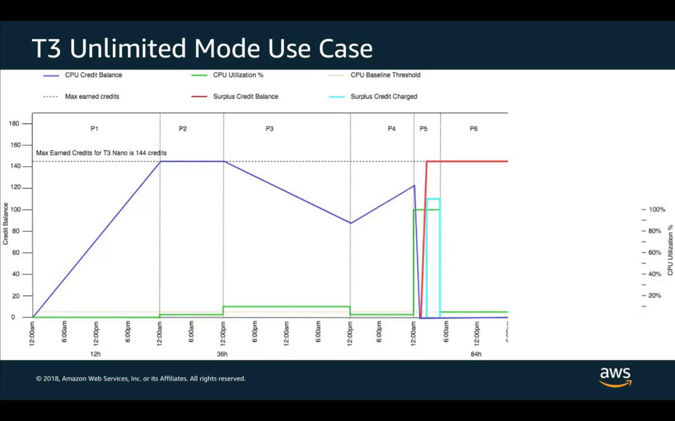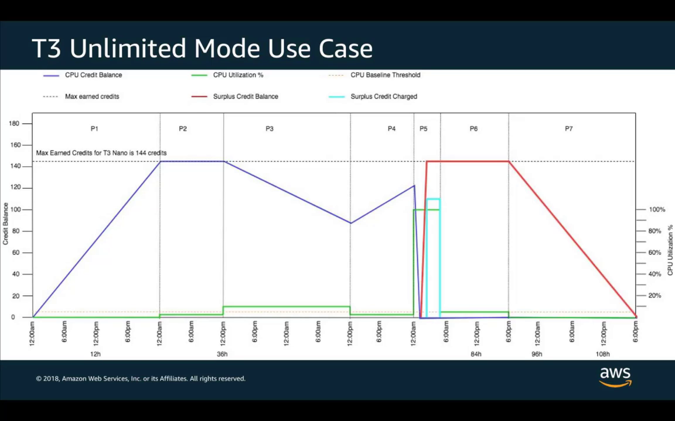And then after that, you come down to like period 6, which is for roughly 8 hours. The instance is running at baseline CPU of 5%. The instance earns 6 credits per hour. It spends 6 credits per hour. So the surplus credit balance remains flat at the 144 credit limit. Nothing is coming back down. And you're not earning any credits either.